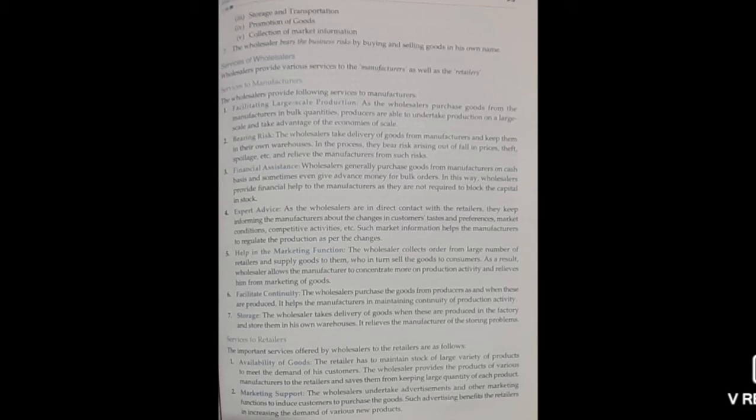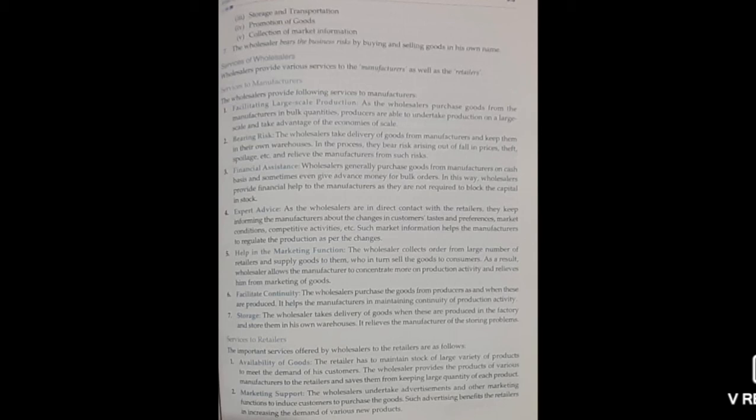And they also help the manufacturers in the marketing function. As they have larger contact with the retailer, and the retailer is in contact with the ultimate consumer, even the marketing functions carried on by the wholesaler help the manufacturer also. Then the wholesaler also helps to maintain continuity, and by taking goods in bulk quantity and storing in the warehouse, it helps the manufacturers in solving the storing problem.